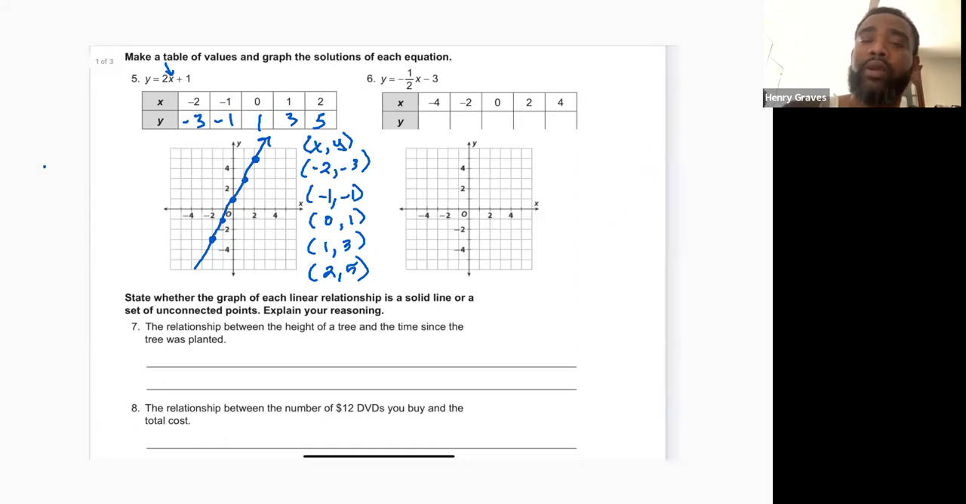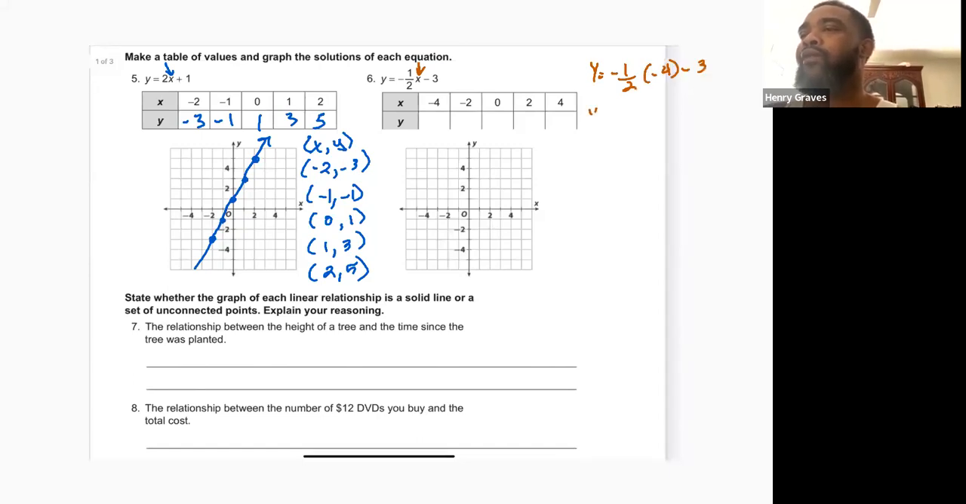Get my colors going here. Let me do this one in brown. It's fine, brown. So I'm going to replace the x here, which is this number. So the first one, I'm going to have y is equal to -1/2 of -4 minus 3. So y would be +2, right? Because half of 4 is 2. So negative make it positive. And -2 minus 3 means your y is equal to -1.